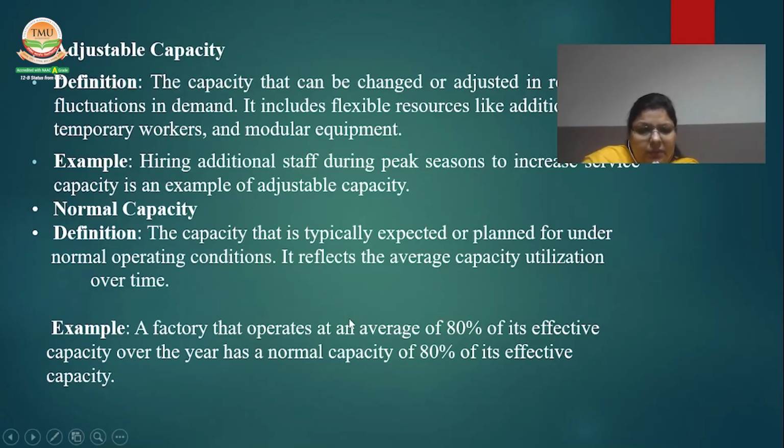Let's take an example. A factory that operates at an average of 80% of its effective capacity over the year has a normal capacity of 80% of its effective capacity. It means that if you are having an average of 80%, the overall year your normal capacity will be 80% of your effective capacity.